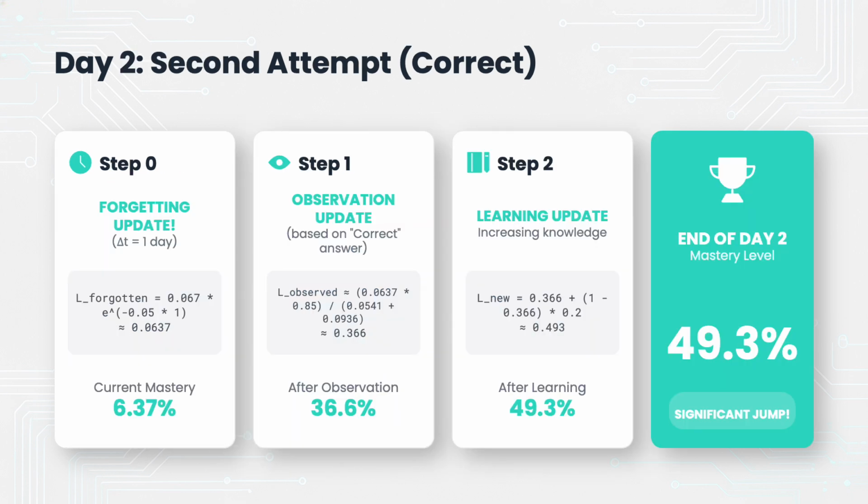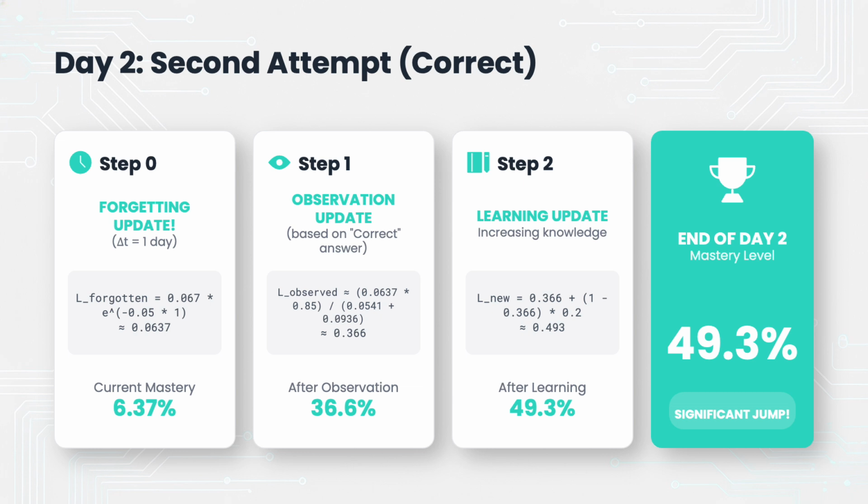Now, day 2. This is where the magic happens. Xiaoming gets the second question right, but before we process that answer, we must apply the forgetting update. 1 day has passed, so we use our exponential decay formula. His mastery drops slightly from 6.7% to about 6.37%.